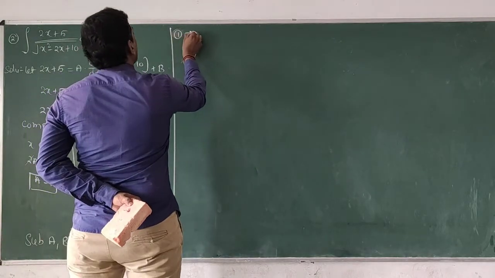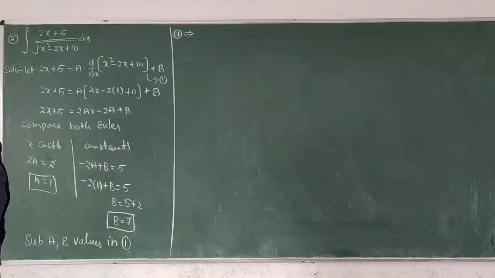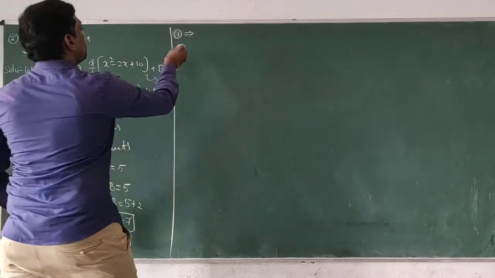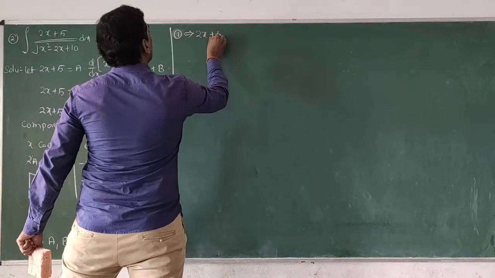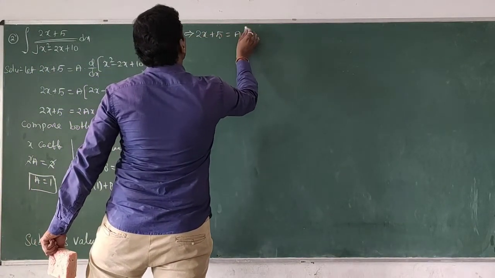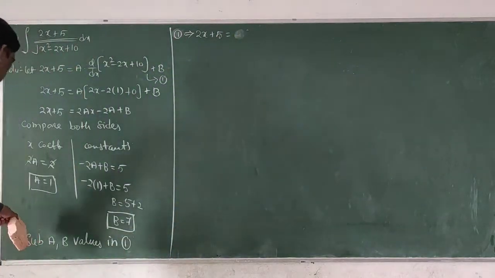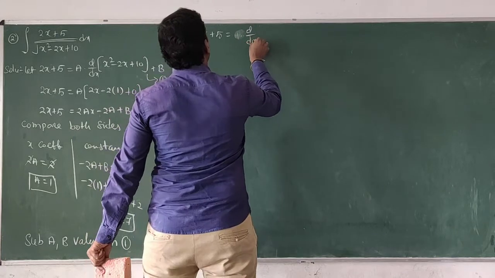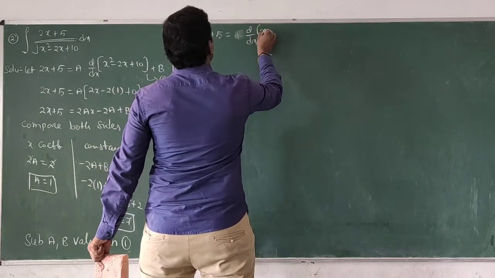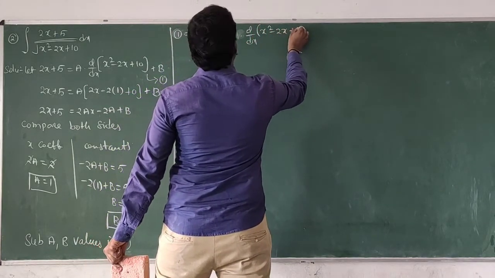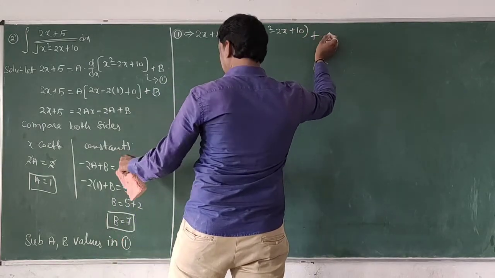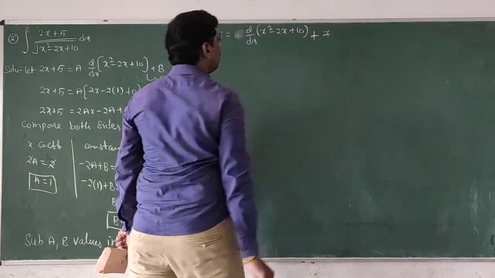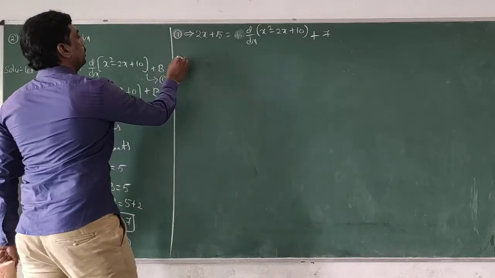Then the first equation implies, what is the first equation? 2x plus 5 equal to a into the derivative of x square minus 2x plus 10 plus b. The a value, how much did you get? 1. So 1 into the derivative of x square minus 2x plus 10 plus b. The b value, how much did we get? 7.